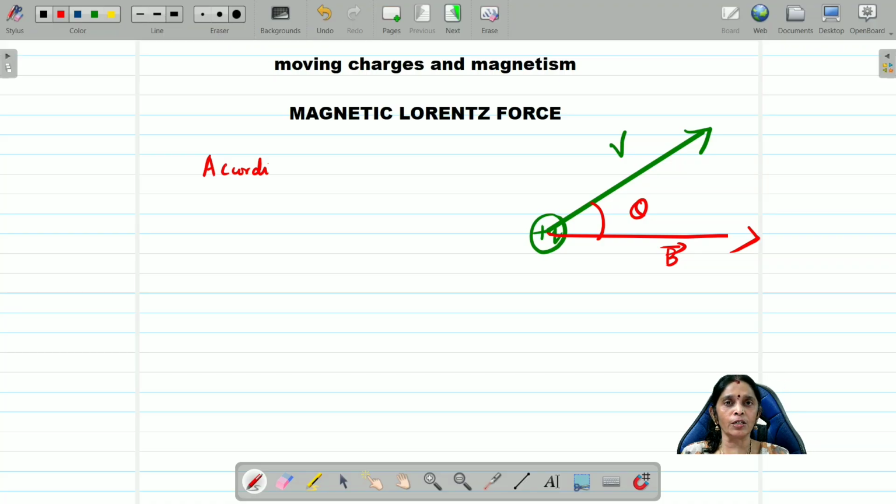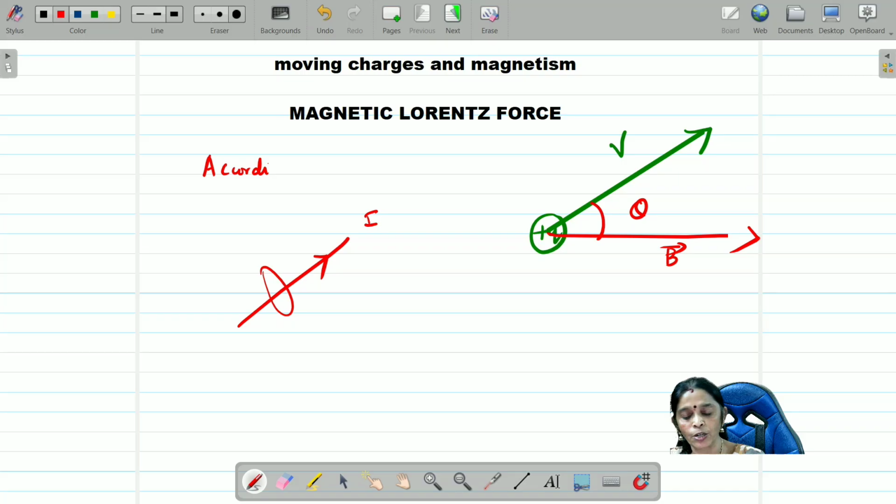Why is it deflected? Already we know that there is a magnetic field around the moving charge, right? That magnetic field will respond to the external magnetic field. That is all, children. If you pass current through the wire, a magnetic field is produced around it. So this magnetic field will get disturbed or respond to the external magnetic field. That's the reason it is experiencing a force. That was found by Lorentz. Therefore, this force is called the magnetic Lorentz force.